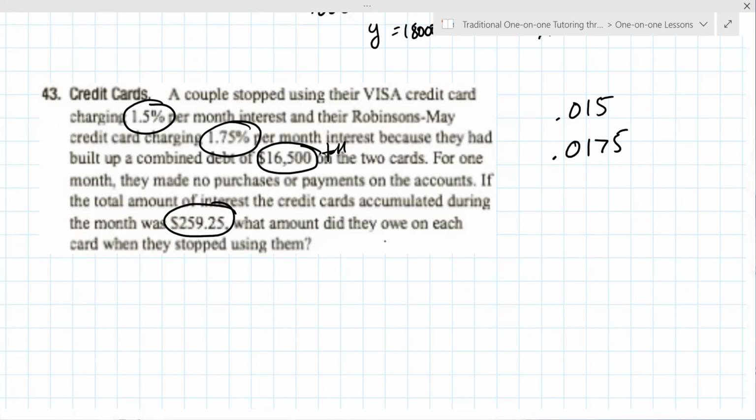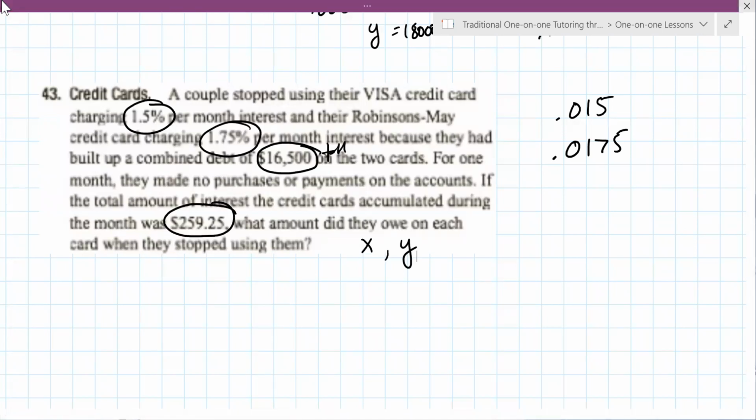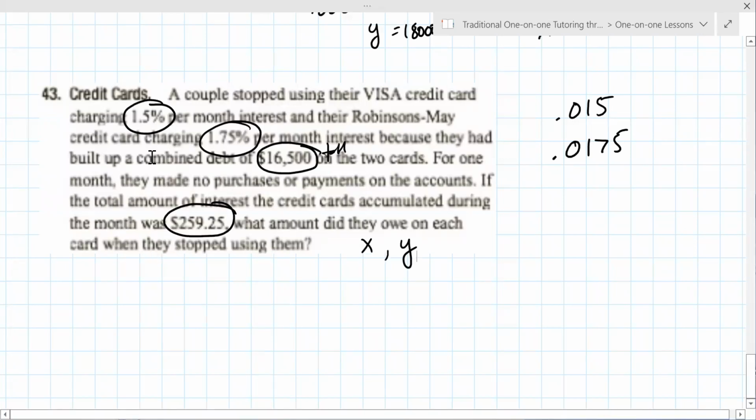So the variables here are X and Y again, and X is one of the cards. We can call that the Visa if you want, and Y is the Robinson's May. So there's a total equation and an interest equation. I'd like you to give me both of those, please. X plus Y equals 16,500. Good.